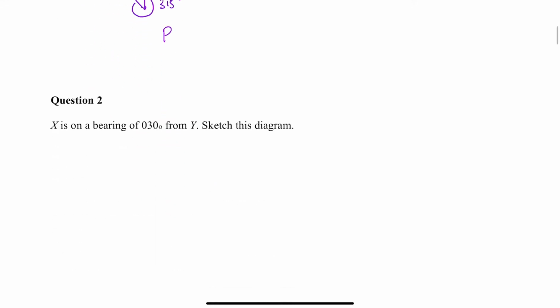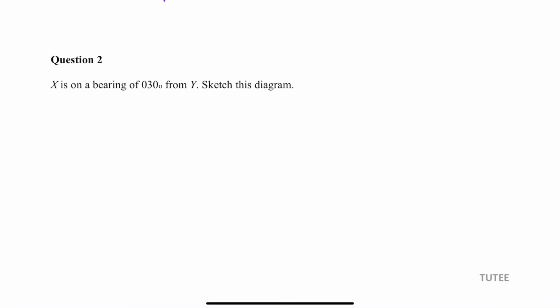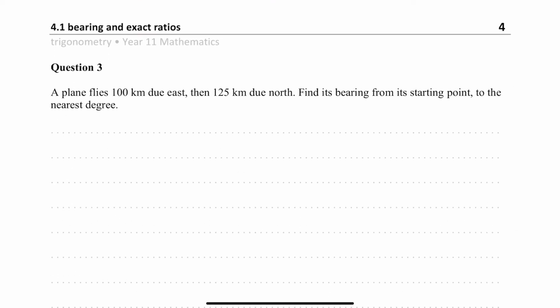Okay, let's try question 2. It says X is on a bearing of 30 degrees from Y. Again, just find where it says from Y. And 30 degrees is less than 90 degrees, right? So that's just somewhere like here, 30 degrees. And yeah, that's the basic idea. So we're going to use that to sketch these different situations, and we're going to apply some trigonometry to it.